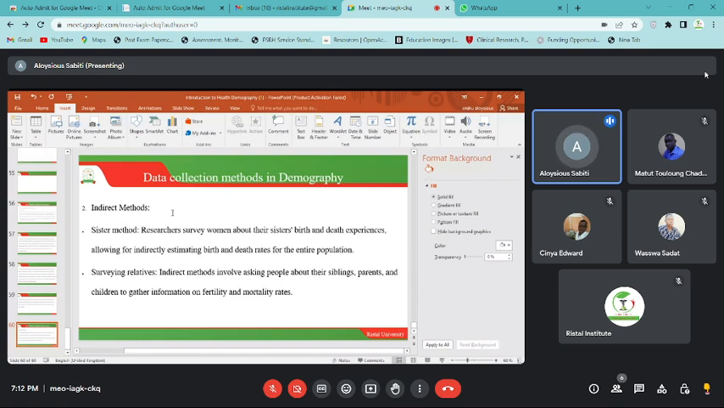Now let us look at the indirect methods. Now the sister method is where researchers survey women about their sisters, the sisters' birth and death experiences, allowing for indirectly estimated birth and death rates for the entire population. I wouldn't want to have a deeper discussion on the sister method, but what it simply gives us is our reproductive age, but also our reproductive replacement rate: the possibility that a country shall be able to replace its population.